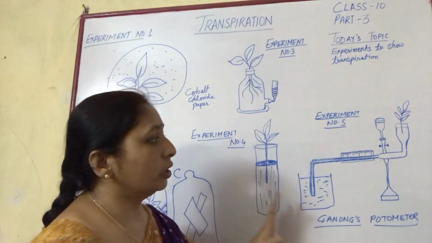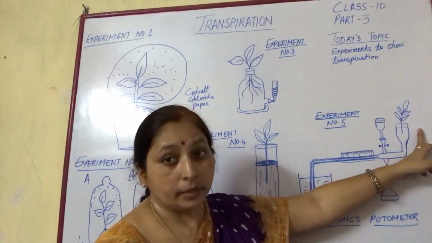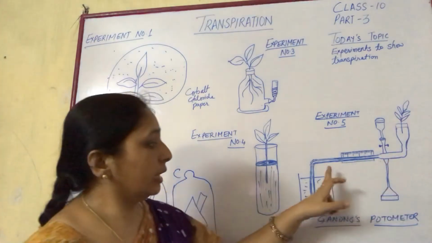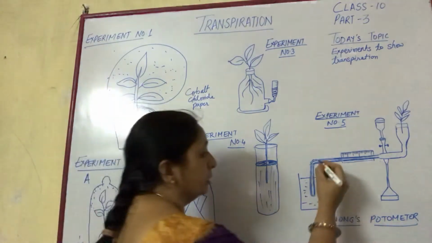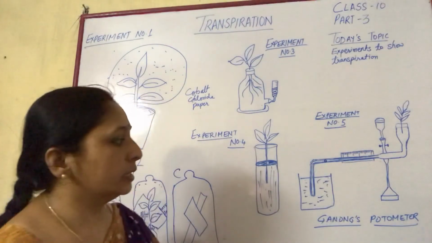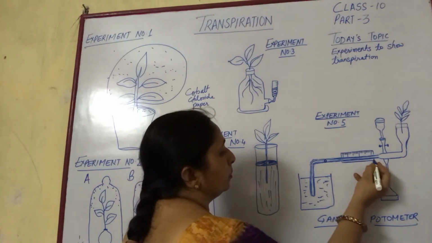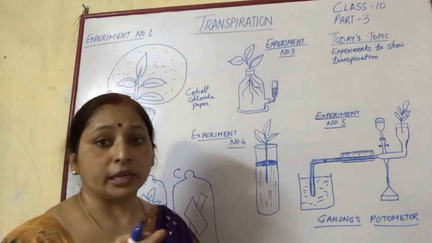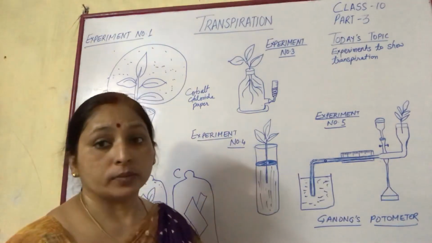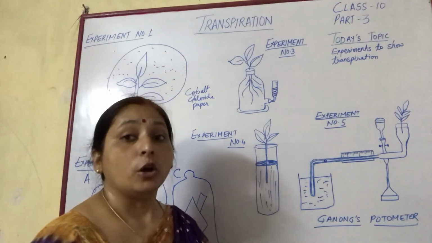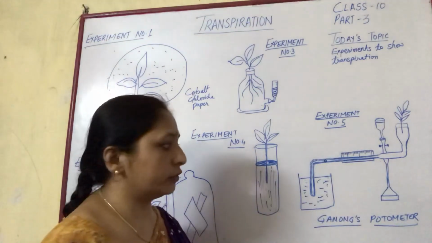In this apparatus, a twig is placed, and from this capillary tube, an air bubble is inserted here. Now you can see a graduated scale is present here. The presence of the scale shows the rate of transpiration. If the movement of the air bubble along this scale is very fast, then the rate of transpiration is very fast; depending upon its movement rate, the transpiration is fast or slow.